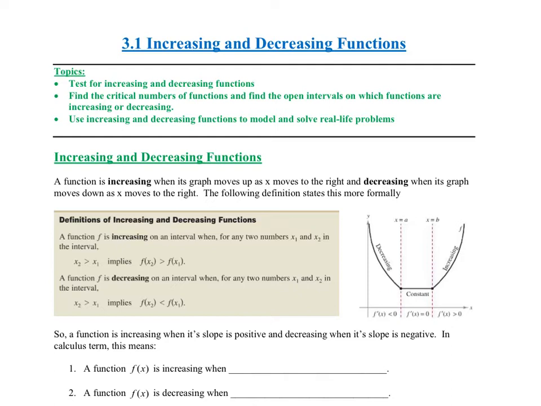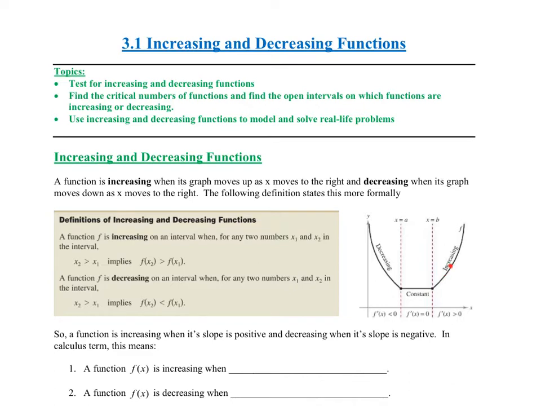So, when we determine intervals of increasing and decreasing, what we're also looking at is the slope of the graph. A function is increasing if its slope is positive. A function is decreasing when its slope is negative. Well, as this is a calculus course, we know slope is directly related to the derivative of a graph. The slope is the derivative.